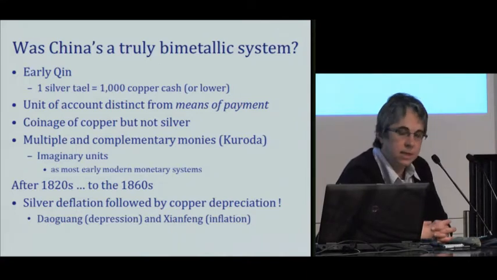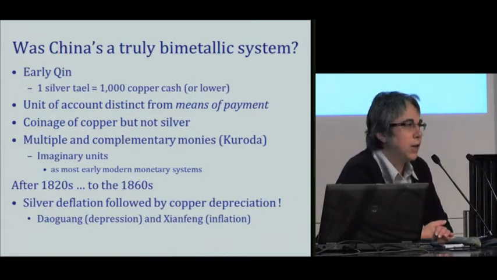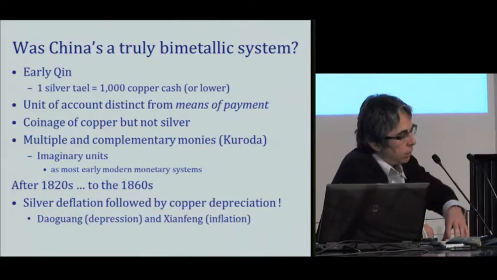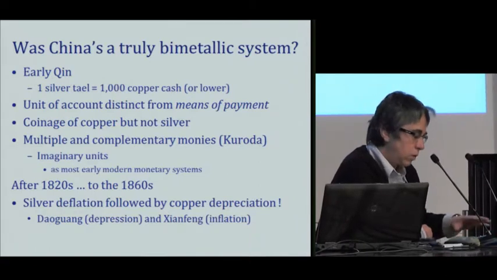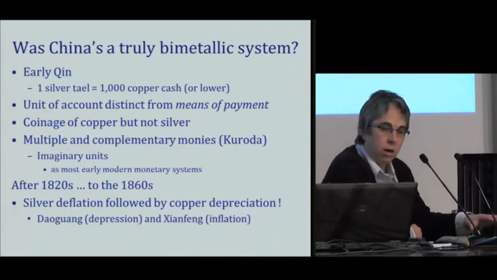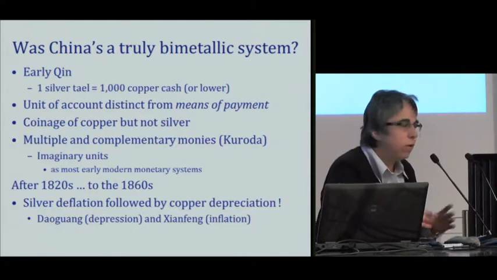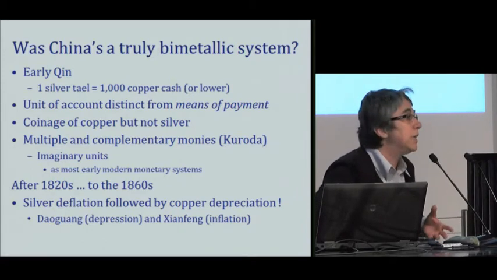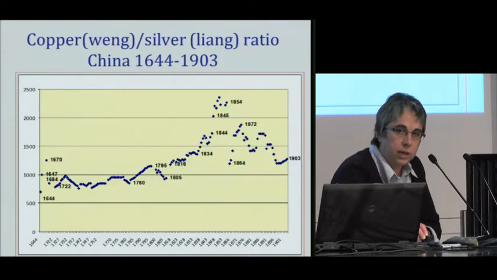Spain, for one, has a comparable system with multiple monies and what is called an imaginary unit, or a unit of account for bookkeeping purposes. Now, what is interesting in the monetary history of China, between 1829 and the 1860s, is what is called in Chinese history the Dao-Wang depression, followed by the copper inflation. So if this is a bimetallic system, there are somehow contradictory monetary events taking place. And that's what prompted me to do research on this.